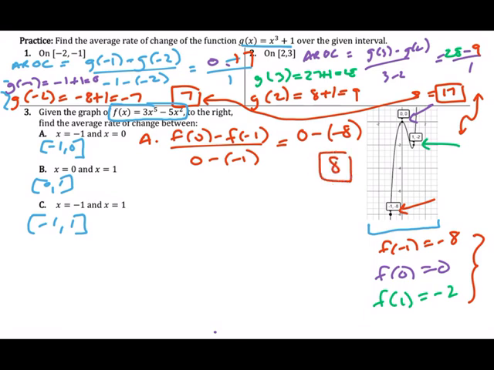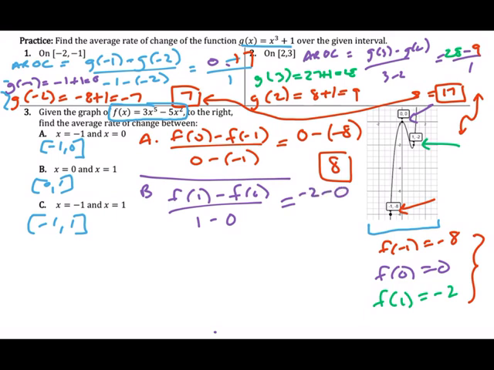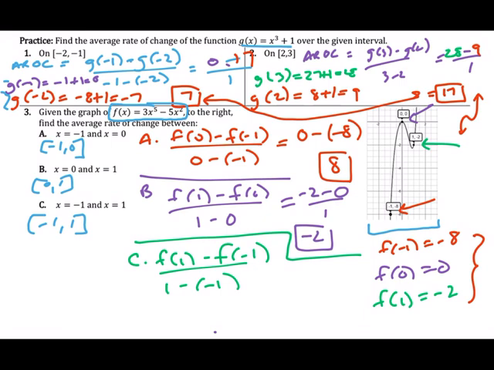Go ahead and pause the video and work through B and C on your own, and then unpause the video and see how you did. For B, f of 1 minus f of 0, well, f of 1 is -2, f of 0 is 0. This is going to be divided by 1, so the average rate of change in B is going to be -2. On C, f of 1 minus f of -1 over 1 minus -1. f of 1 is -2 minus -8 over 2. That's going to give us 6 over 2, which is 3.